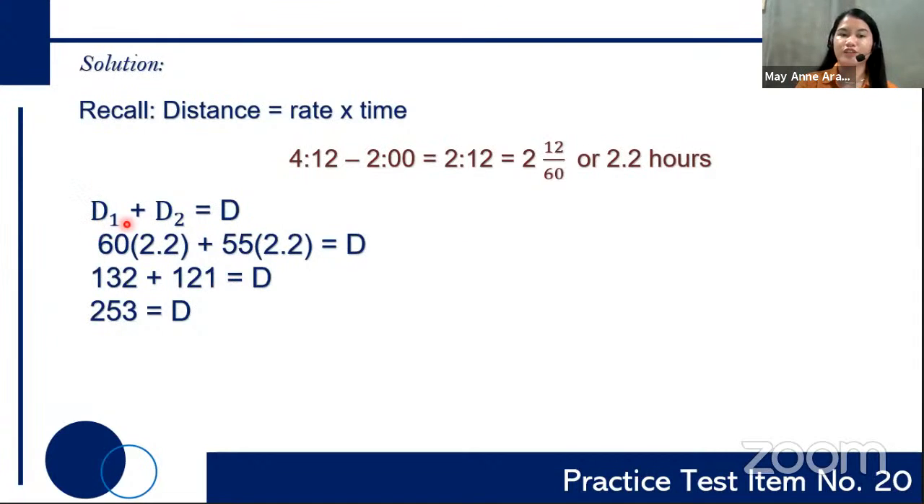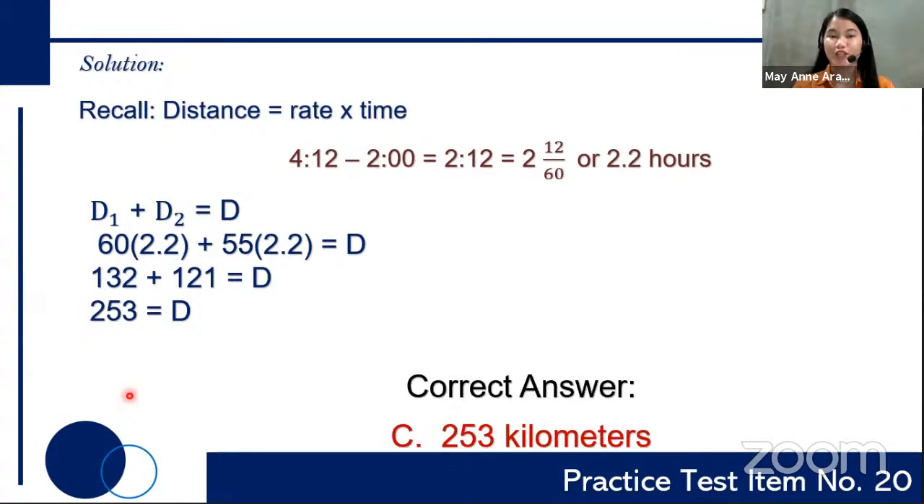So the distance ng first jeepney, di ba? The rate of the jeepney is 60. So times the given hours, 2.2. Plus the rate of the second jeepney, times ulit dun sa time, then equals D. So just simplify. So 132 plus 121 is 253 kilometers. Ganun lang yung gagawin nyo. So add nyo lang yung two distances. Kasi ganyan yung type ng problems. Mabilis lang siya i-solve. Okay, next.